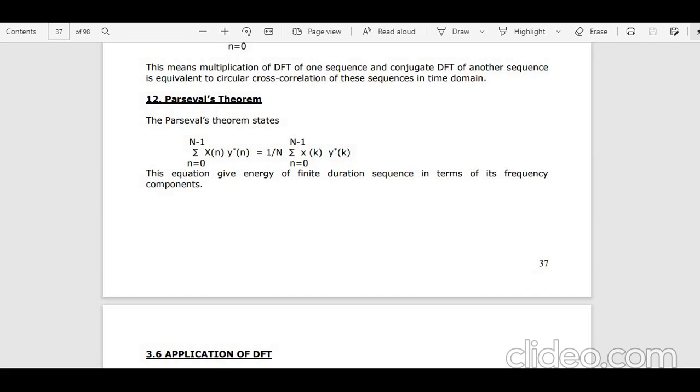So what is the definition here? Summation n equals 0 to n minus 1 x of n y complex conjugate of n can be written as 1 by n summation k equals 0 to n minus 1 x of k y conjugate of k. So this equation gives the energy of the finite duration sequence in terms of its frequency components. This is the Parseval theorem we have. So that covers all the properties, students.